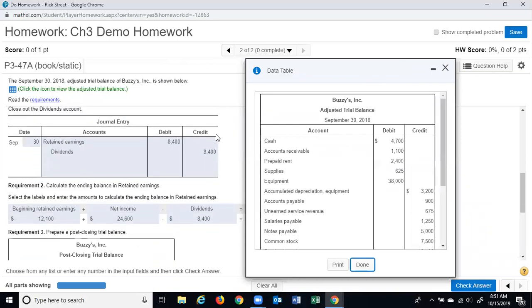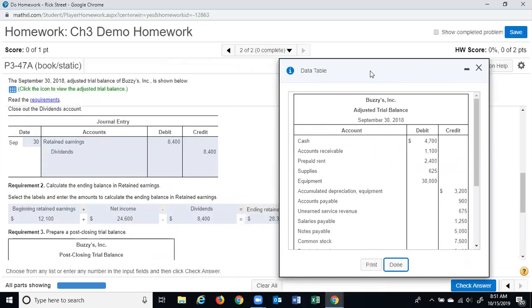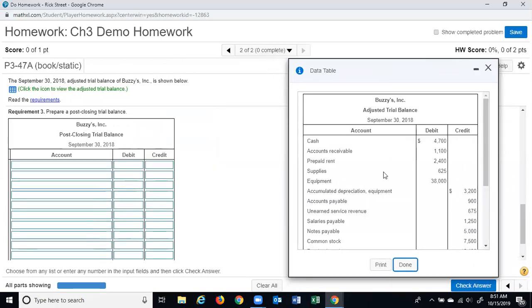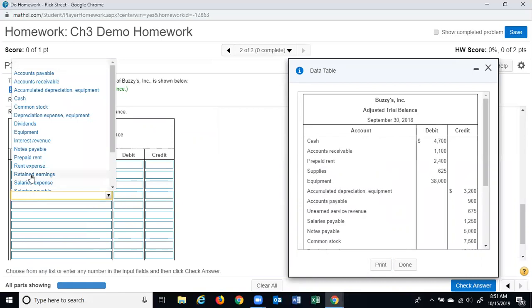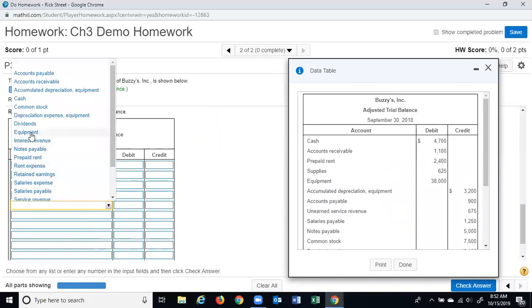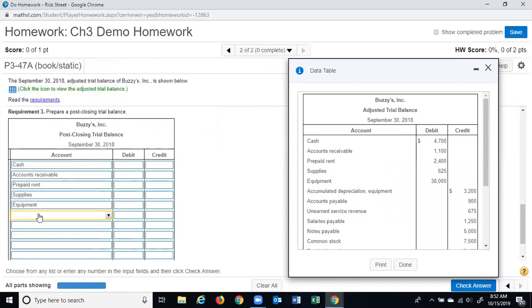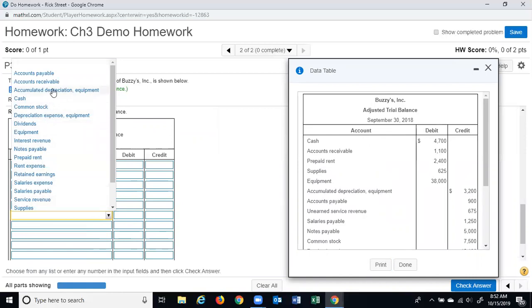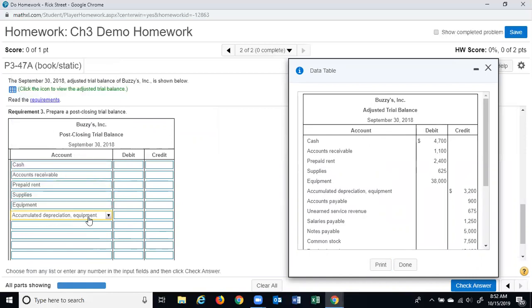We do have to remember a few things. One is what our ending retained earnings is. So everything up here, the permanent accounts remain permanent. And this is a good example of that. Cash, accounts receivable, prepaid rent, supplies, equipment, and right under equipment is accumulated depreciation. So be sure to hit the accumulated depreciation and not the depreciation. And we'll go ahead and put that balance in there right now, 3,200.